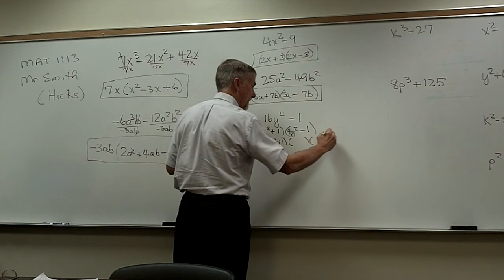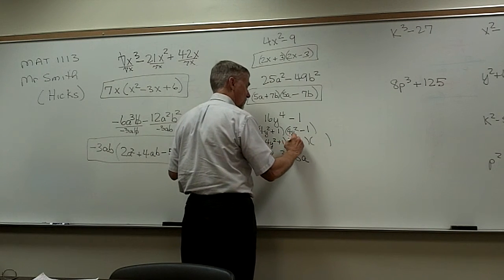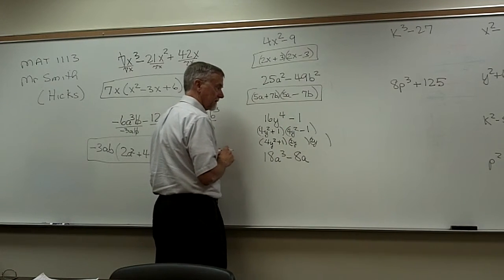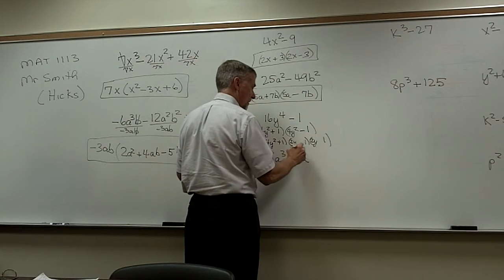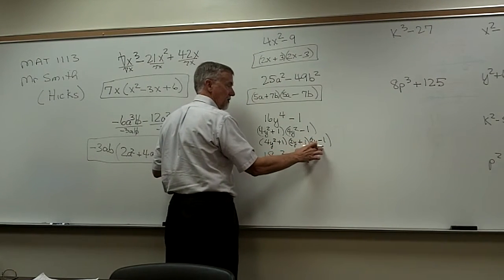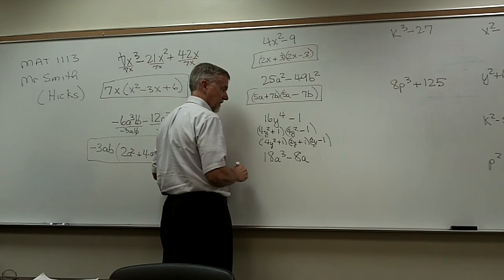But the second one happens to be another difference of 2 squares, because a 2y times a 2y gives me the 4y squared. 1 times 1 still gives me 1, and with one of them being positive and one of them being negative, these 2 binomials are the further factoring of that difference of squares there.